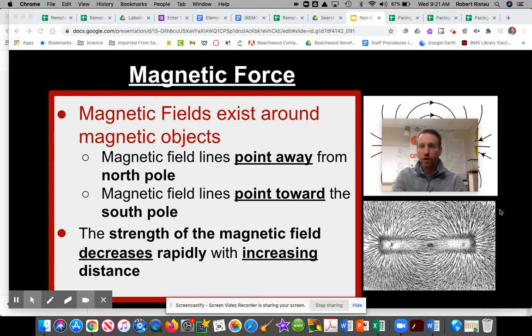This picture here, we don't see anything further away, but if the picture was kind of zoomed out a little bit, you would see that there would be less iron filings sprinkled throughout because they weren't as affected, right? Because as you move further away, the field becomes weaker.